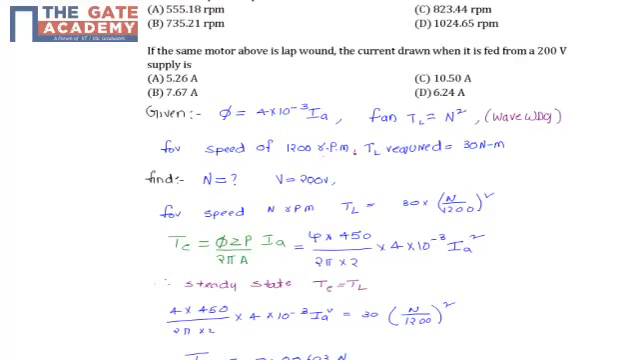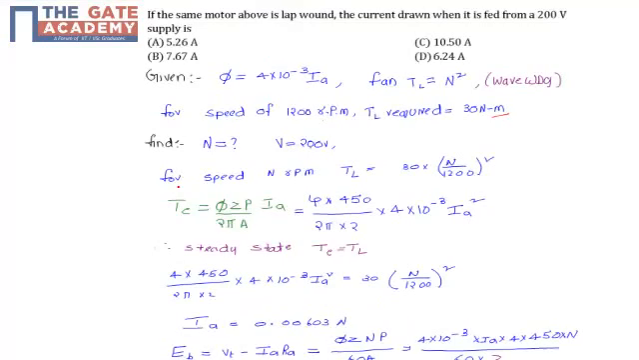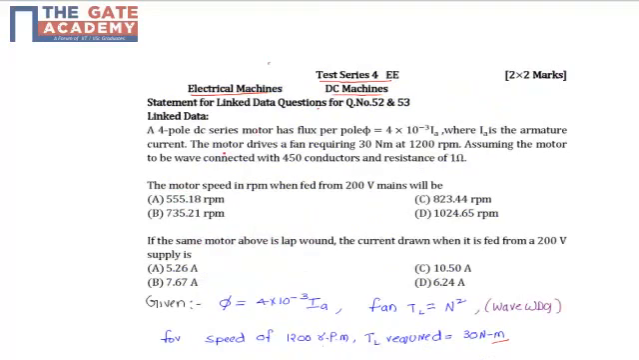For a speed of 1200 RPM, the load torque required is 30 Newton meter. So for a speed of n RPM, the load torque will be 30 into (n by 1200) square, because the load torque for a fan is proportional to the square of the speed. So the motor drives a fan requiring 30 Newton meter at 1200 RPM.